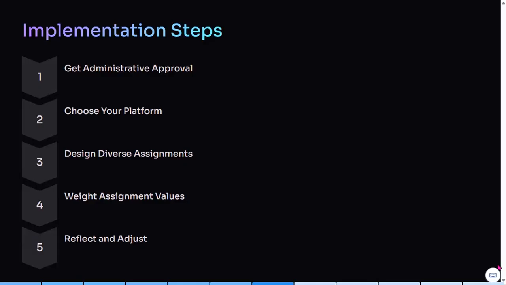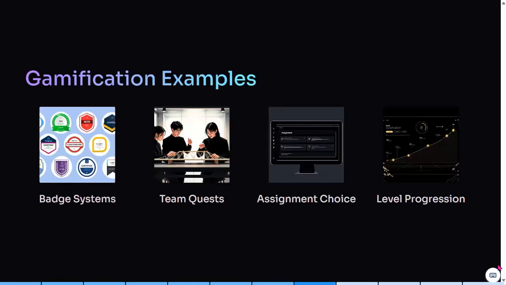Some implementation steps you can follow would be getting your administrator's approval, choosing a platform that meets your teaching style and your students' needs, designing diverse assignments for choice, weighting those assignments, and then with anything in public education, reflecting and adjusting.